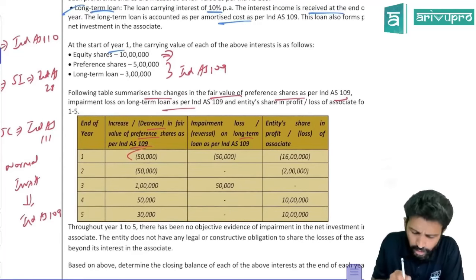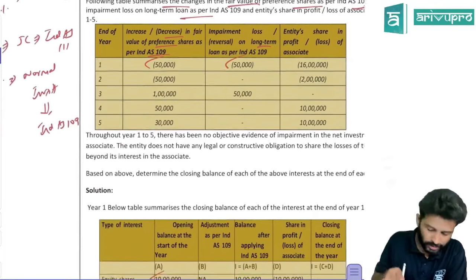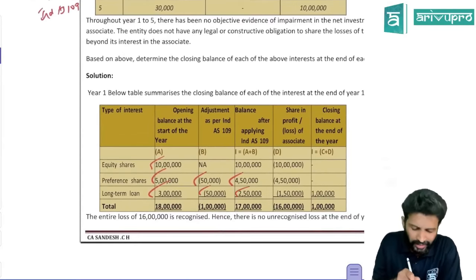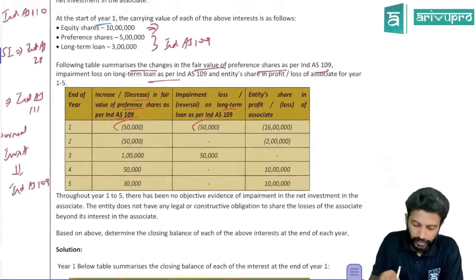Same thing for long-term loans. So there is an impairment loss. First year there is an impairment loss of 50,000 on this. So again its balance will reduce by 50,000 and it becomes 2,50,000. Investment, however, there is nothing. So its balance is still 10 lakh only. Okay, sir. All right. Check this.